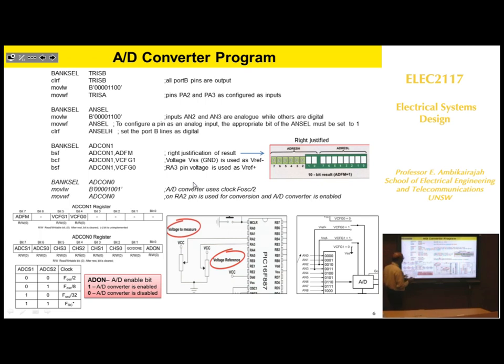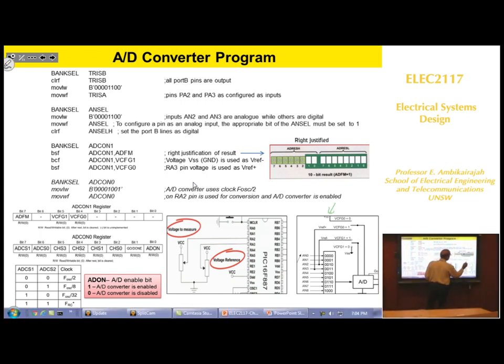How do we program it? I've drawn both diagrams for you. This is your reference voltage selection, and this is your actual diagram. The first thing: I know they're connected to port B, as digital outputs. So select the TRISB register and clear all of them. That means all pins are outputs now, because we have connected LEDs. Then you move this pattern into the W register and send it to the register.